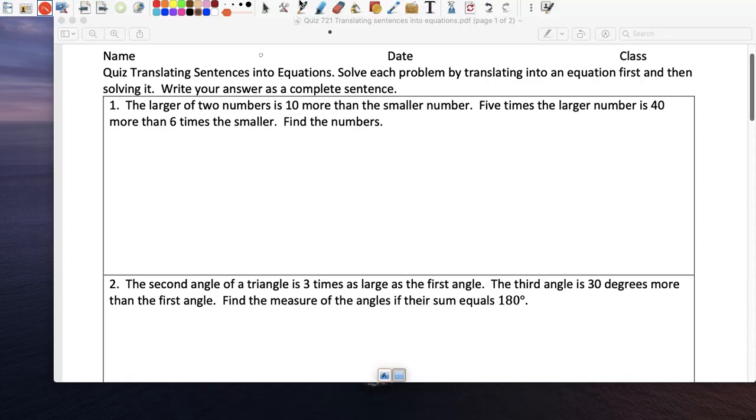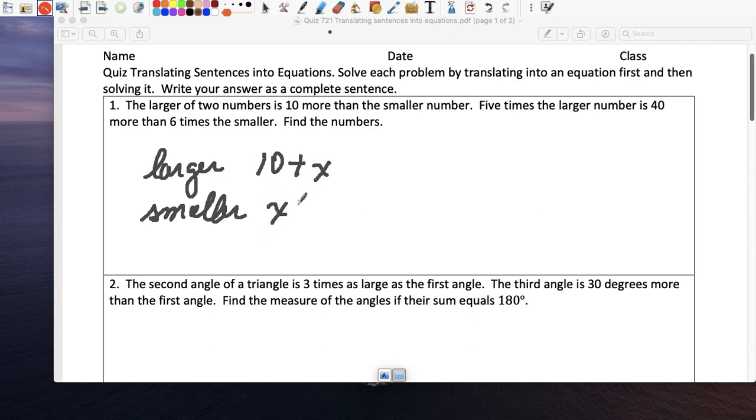The larger of two numbers. Right off the bat, if it says the larger of two numbers, it means there are two numbers and one of them is the larger one, the other one is the smaller one. So let's identify them. The larger of two numbers is 10 more than the smaller number. The smaller number we know nothing about, so we'll call it x. So the larger is 10 plus x.